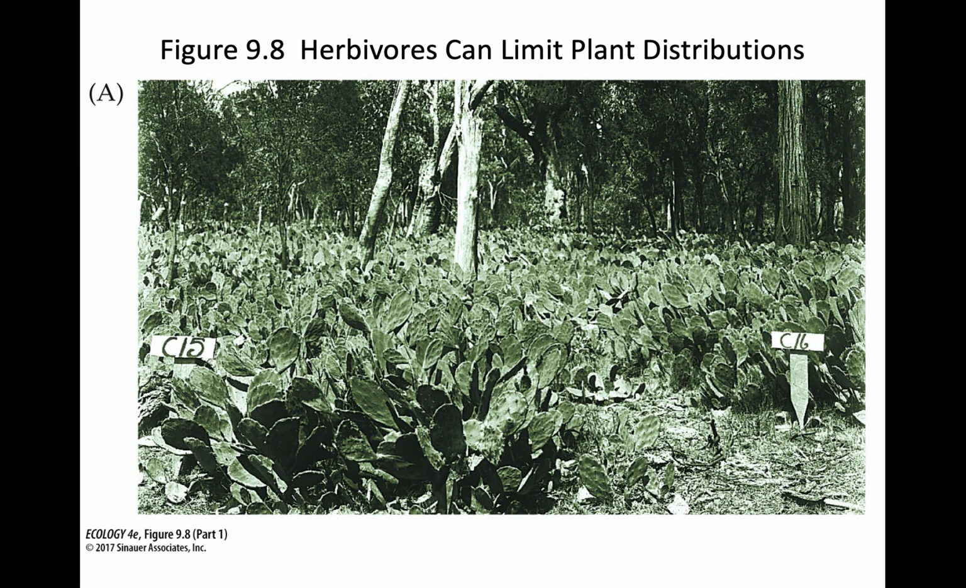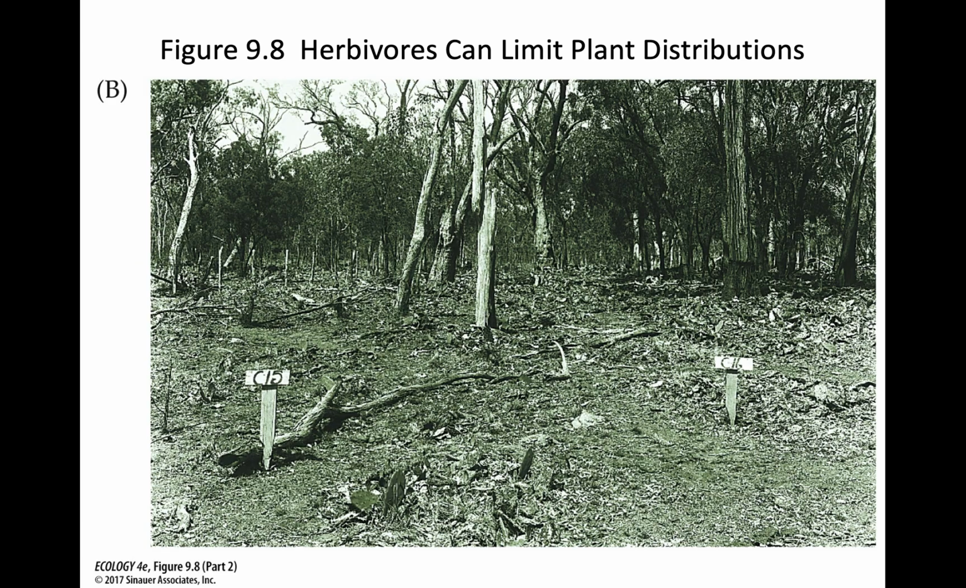So here's a picture of some plots showing you Opuntia in its abundance. And then after Cactoblastus was released, here are those same plots. You can see they've been decimated. So this is an example of a biotic control of population, well, not dispersal, population existence.